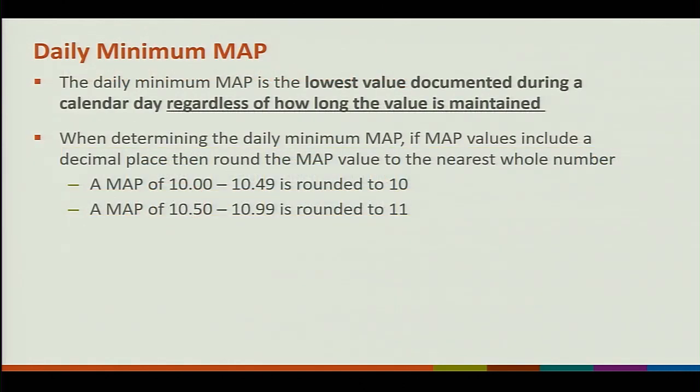Okay, when we're doing our daily minimum MAP value, it is just the lowest value of the day, regardless of how long the value is maintained. So additionally, another little piece of determining daily minimum MAP is that we know that you can sometimes find values that are out to the decimal place. And when that's the case, you're going to round using this guidance. So 0.00 to 0.49 rounds down, and 0.50 to 0.99 rounds up.